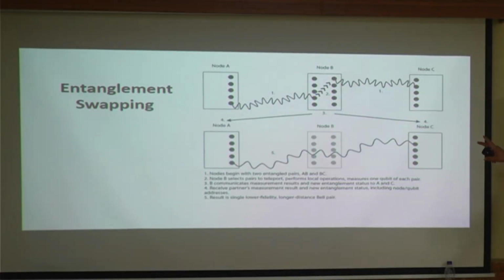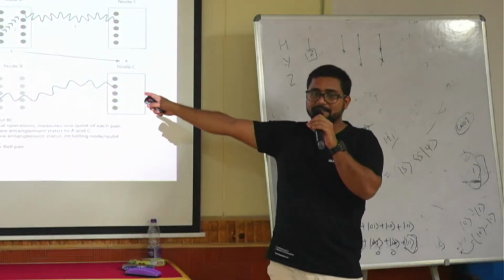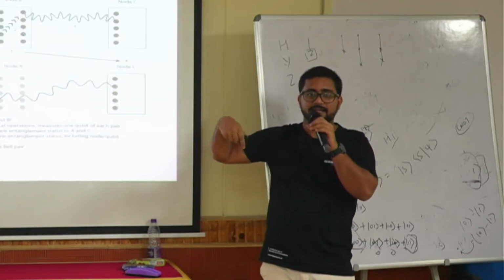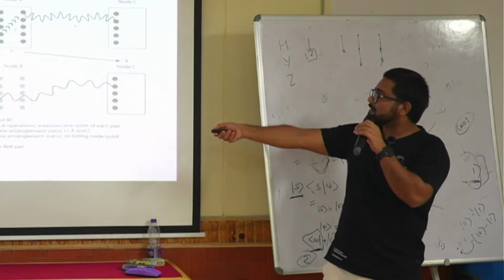So similarly, if you have multiple entanglements and multiple such entanglement swappings, you can create a quantum network out of it, which leads to a quantum internet. So this is called a quantum repeater. That is a major part of my research. So that's the entanglement swapping.